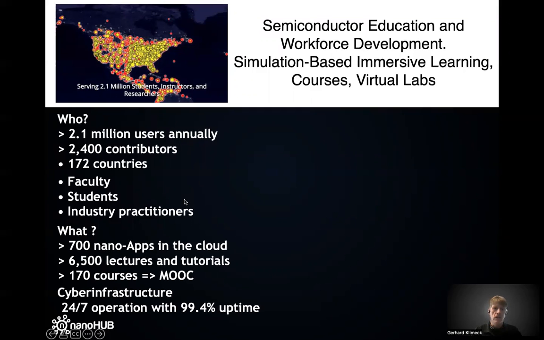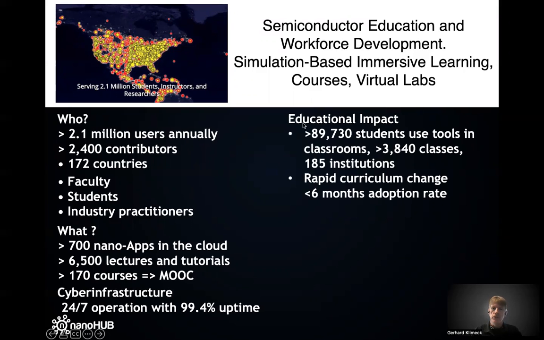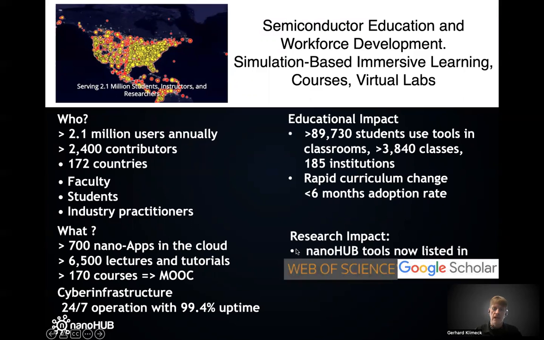What is there? We have over 700 apps that are running in the cloud, over 6,500 lectures and tutorials. We have over 170 courses in this area. We are a MOOC. I'll show you how we calculate and determine that we have over 89,000 students that come in classes and use these apps. And I'll show you how rapidly we can change curriculum and introduce applications. These apps are now listed in the Web of Science and the Google Scholar as a new type of publications.